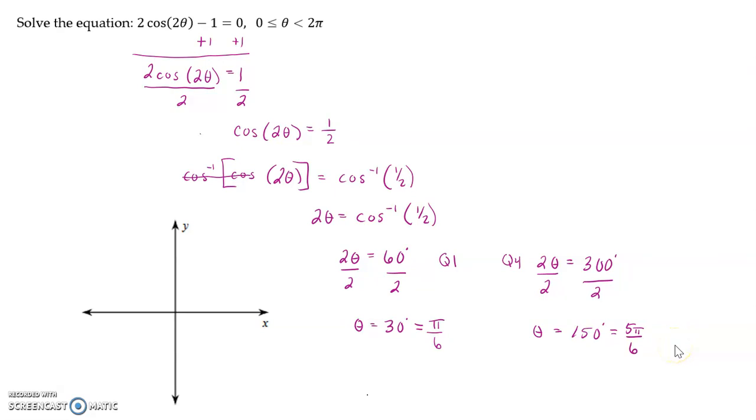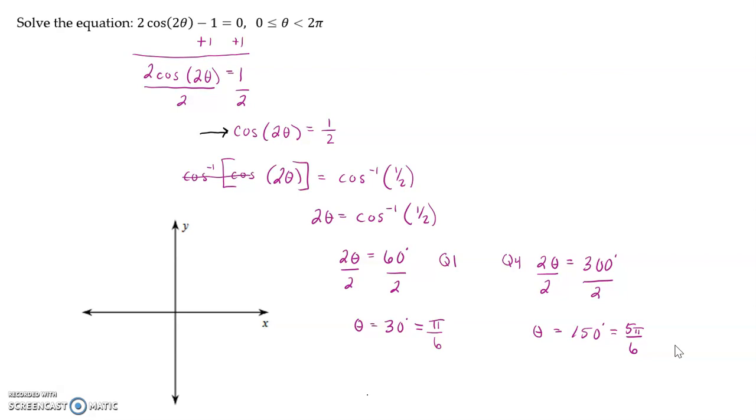Now, as we're looking at this piece of information where we're talking about cosine of 2 theta, keep in mind the period for this function, cosine of 2 theta, is going to have a period of pi. So on that interval from 0 to 2 pi, it's going to complete 2 full cycles, and so it's going to intersect that line of 1/2 not twice but 4 times. So we still need 2 more solutions.